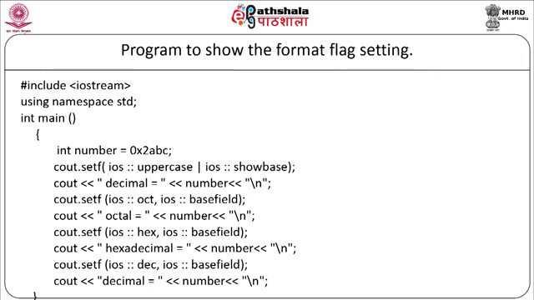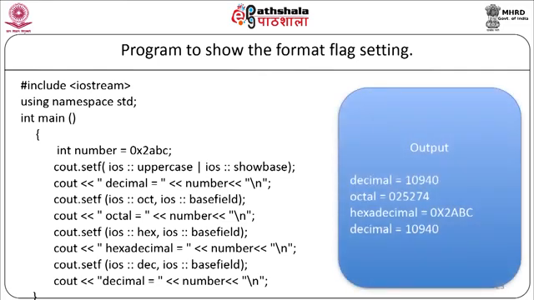When the above code is compiled and executed, it will produce the result as decimal equal to 10940, octal equal to 025274, hexadecimal equal to 0X2ABC, which will be displayed in capital, and decimal equal to 10940.